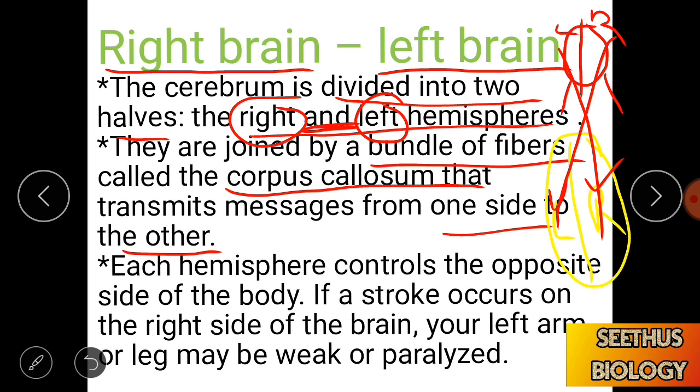So the left side of the body was under the control of the right brain, and the right side of the body is under the control of the left brain. This is the main process controlled by the brain in the cerebrum, that is the right and left hemispheres, and this is what paralysis is.